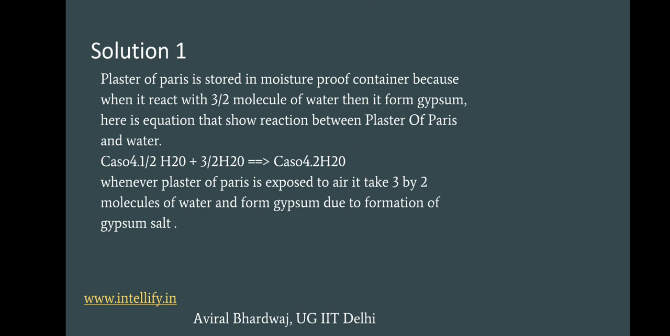Gypsum is not a solid in form. It is sticky in form. CaSO4.1/2H2O plus 3/2 H2O gives CaSO4.2H2O. This is the reaction that happens when it is exposed to the air. It takes up 3/2 molecule of water and forms a sticky substance. We will not be able to use it as a solid in this compound.